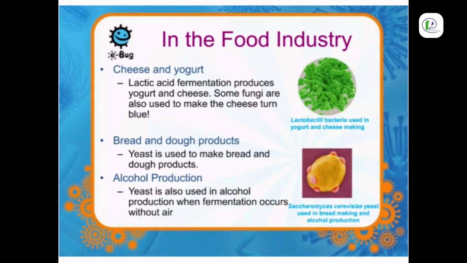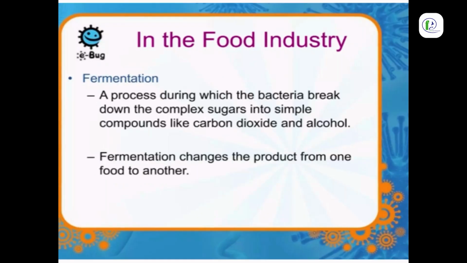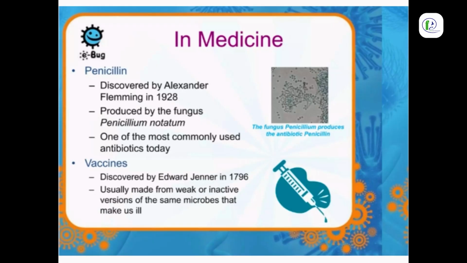Do you know what is meant by fermentation? Fermentation is a process during which the bacteria break down the complex sugars into simple compounds like carbon dioxide and alcohol. Fermentation changes the product from one food to another. So next, use in medicines: bacteria and fungi are used to make antibiotics.